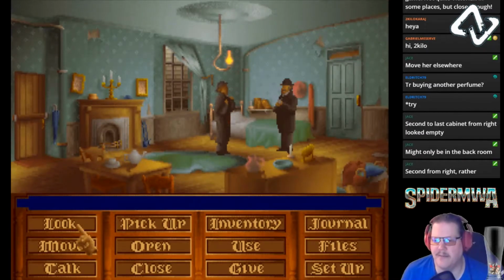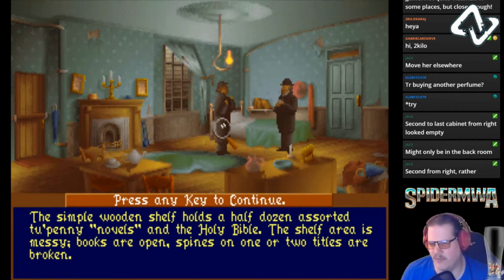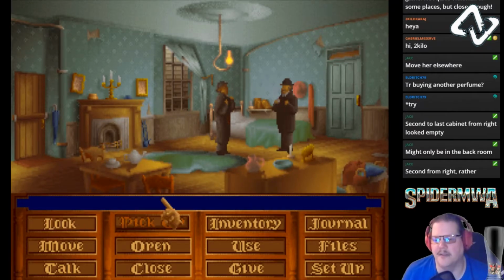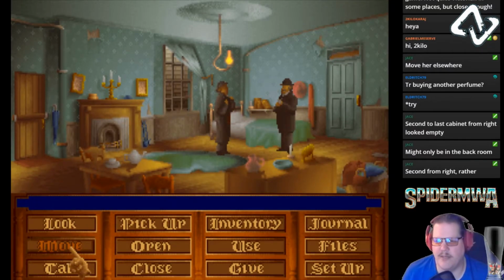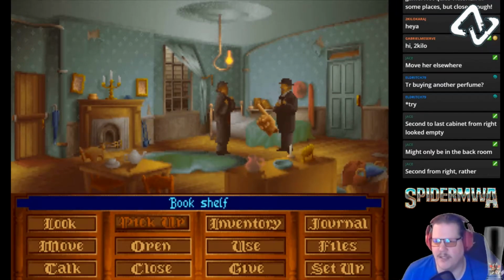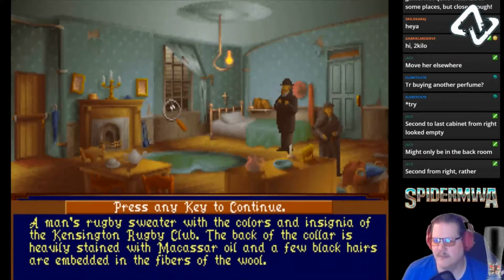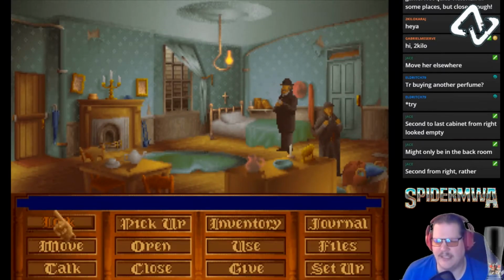I had an idea for this area again. The bookshelf. Simple wooden shelf holds a half-dozen assorted two-penny novels and a Holy Bible. Shelf area is messy. Books are open, spines on one or two titles are broken. Can we move? Can we pick up? I just had a feeling that there might be something that I missed here. Right! The jersey. The rugby sweater. Doesn't have a number. Right.